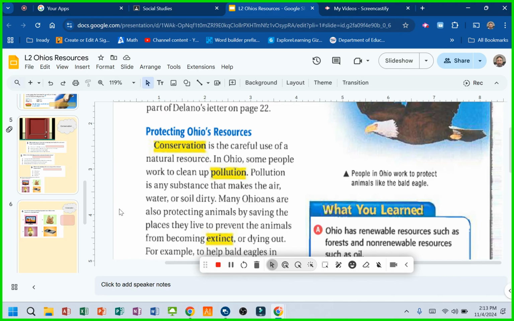Yes, Delaney. Throw on a blanket is a better way, keep it at 68. Conservation is the careful use of natural resources in Ohio.